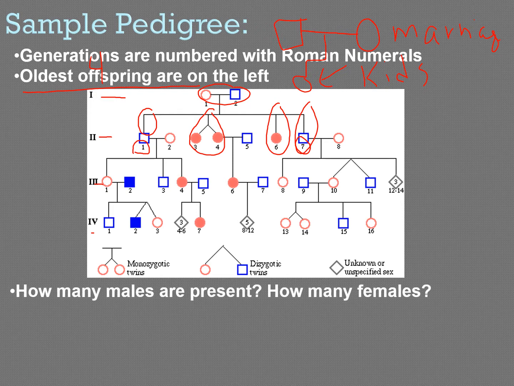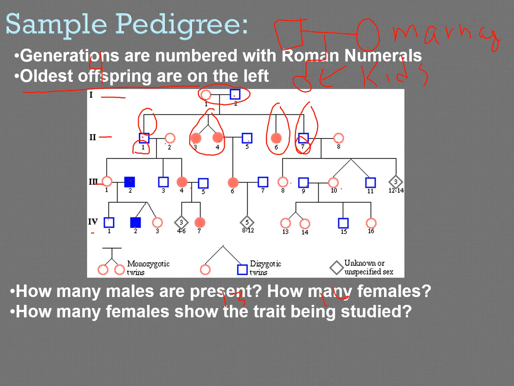So how many males are present and how many females? All I would want you to do is count every square. So 1, 2, 3, 4, 5, 6, 7, 8, 9, 10, 11, 12, 13. How many females? 1, 2, 3, 4, 5, 6, 7, 8, 9, 10, 11, 12, 13, 14, 15, 16. How many females show the trait being studied? Well, we're looking at the colored in, right? So 1, 2, 3, 4, 5, 6.